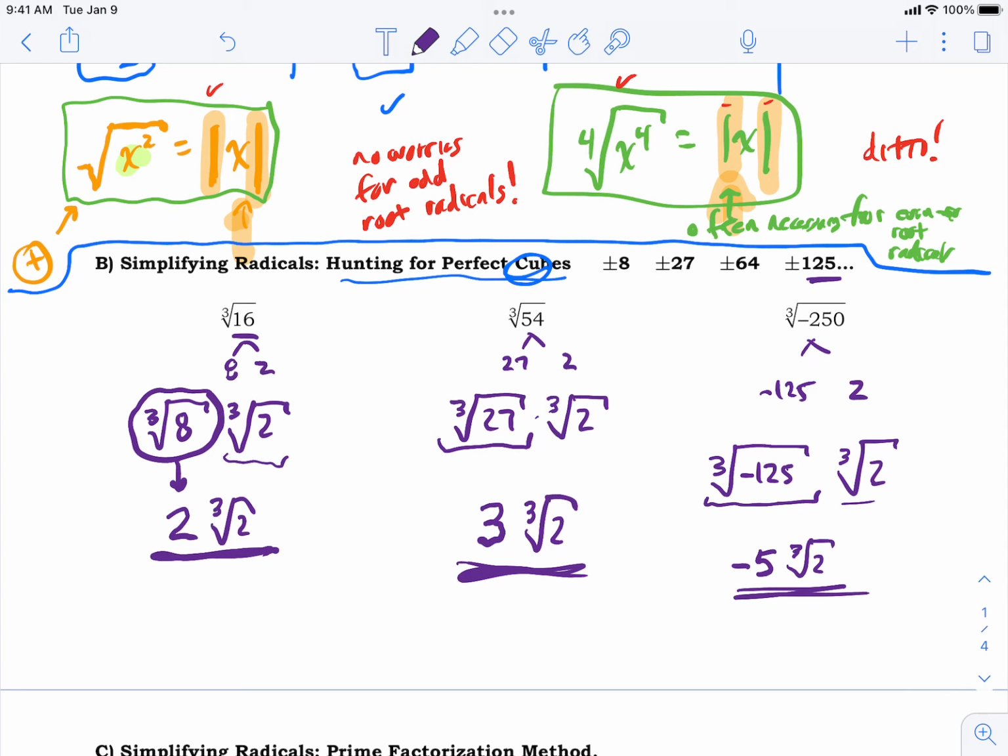It would work, of course, the same for fourth roots. If you had a fourth root radical, you'd say, well, what are my perfect fourth powers? 2 times 2 times 2 times 2 is 16. 3 times 3 times 3 times 3 is 81. You can just work out the list yourself if you want to do it that way.